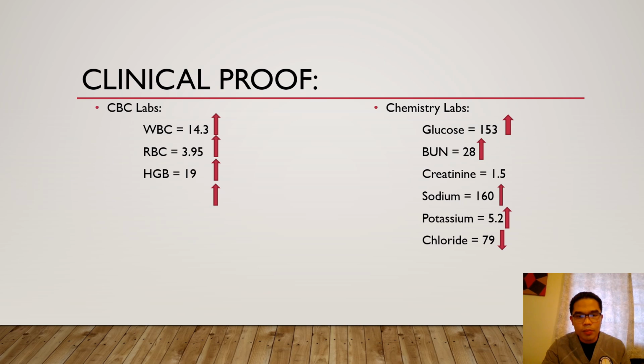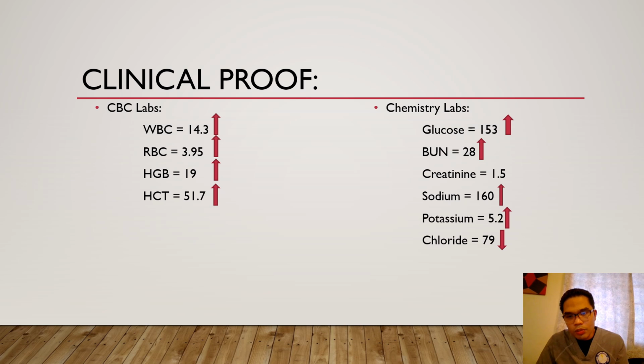CBC labs: white blood cell is very high at 14.3, red blood cells is 3.95, hemoglobin 19, hematocrit is 51.7. All of these are increased. So with the CBC labs, we can immediately say based on the white blood cell being increased that the patient had infection. So it means that the patient has leukocytosis, and also with the red blood cells, meaning there's acute infection or any chronic tissue hypoxemia. Since the red blood cell is increased, hemoglobin and hematocrit would also increase. So since all three of them are increased, the medical term for these is polycythemia. So this meant that the patient could have chronic tissue hypoxemia.